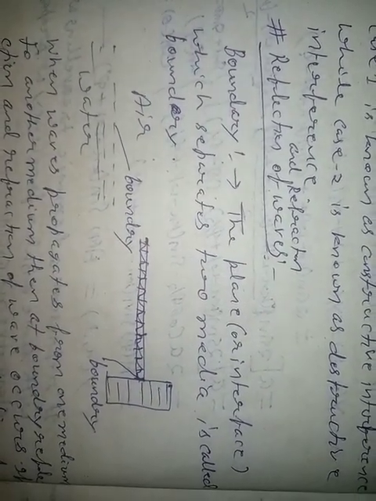Case 1 is known as constructive interference, while case 2 is known as destructive interference. Reflection and refraction of waves. Boundary: the plane or interface which separates two media is called a boundary. For example, as shown in the figure, the air-water boundary. In the second figure, a boundary is also shown between a string and the wall.